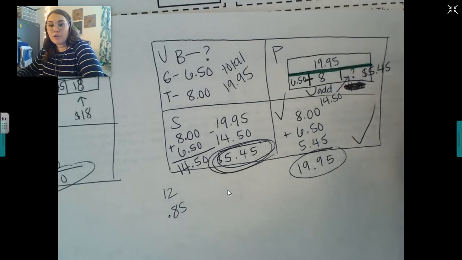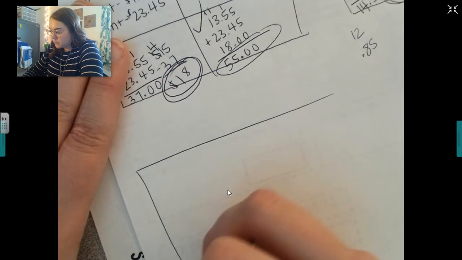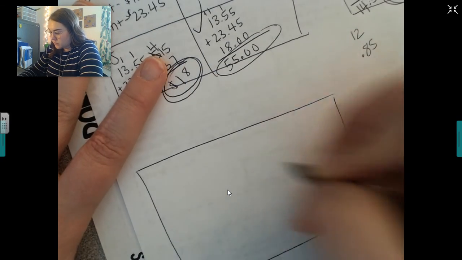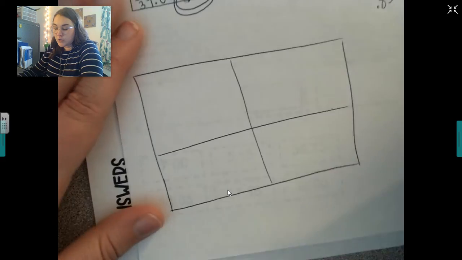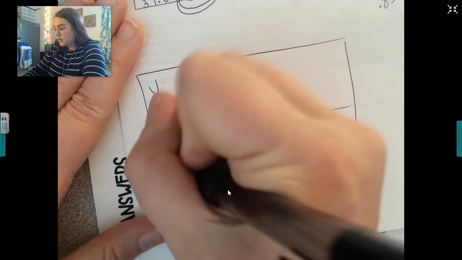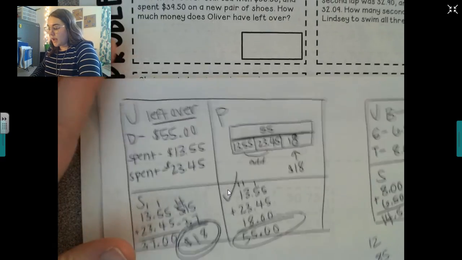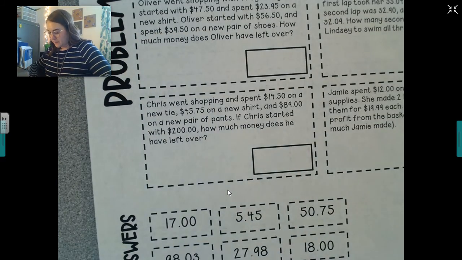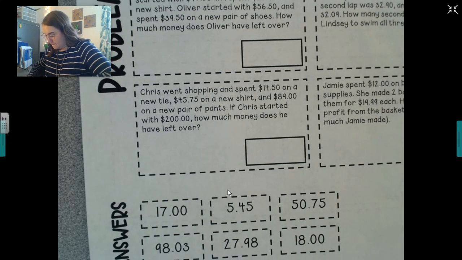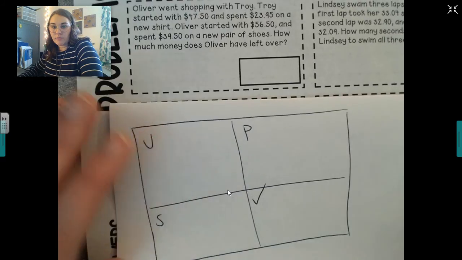Okay, we are going to do one more together, and then I'm going to talk to you about your assignment. Draw your square. U, P, S, check. Now let's move on. I'm going to read it to you. I'm going to fold my paper in half, actually. All right. Let's go ahead and read this one.